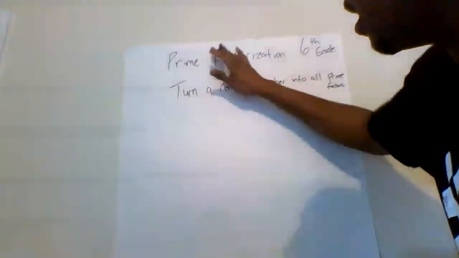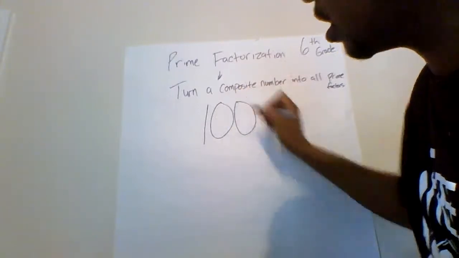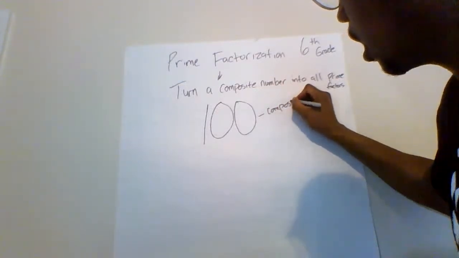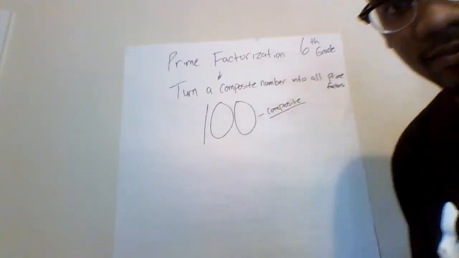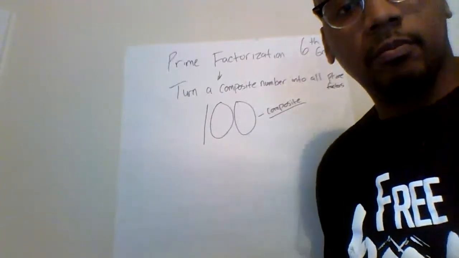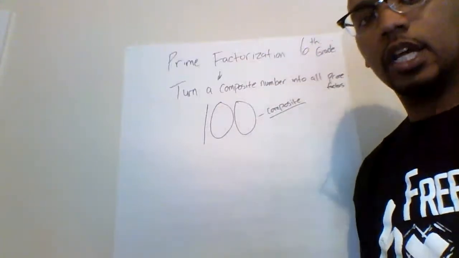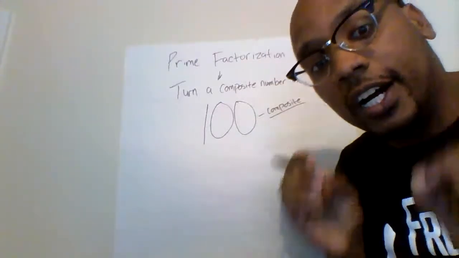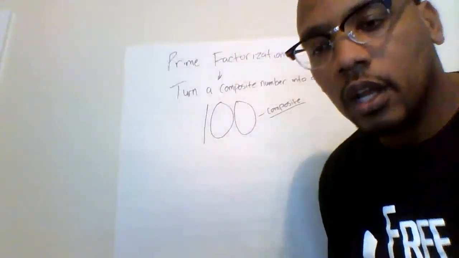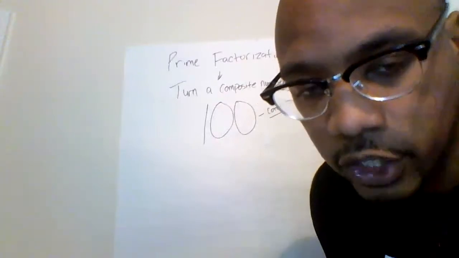All right. So let's take the number 100, right? Well, I know 100 is composite. So the rule of 5 works on that because it ends in a 0. Now I need to break down 100 into all prime numbers, right? So you can type in which numbers can multiply to equal 100. Type it in.